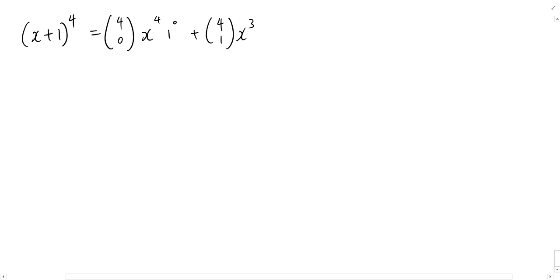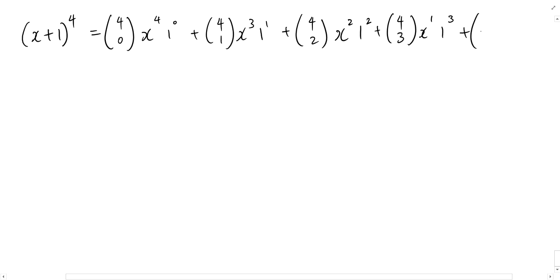x power 3. Do I need to write 1 power 1? Do you want me to write 1 power 1? Actually don't need. Plus 4 choose 2, x power 2, 1 power 2, can ignore, right? Okay. 4 choose 3, x power 3, 1 power 3. Hey, wait, I made a mistake. X power 1, okay. Plus 4 choose 4, x power 0, 1 power 4. Right? Yep. So we can simplify this to become x power 4.